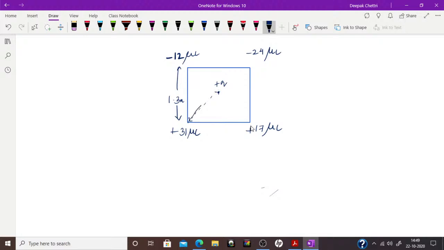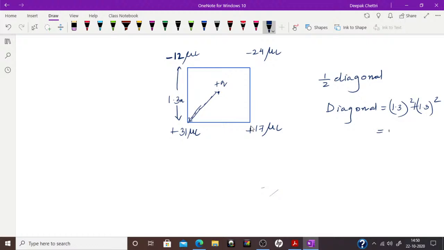How to find this distance? This distance from this corner to the center will be half of the diagonal of the square, right? And how to find the formula for diagonal? I hope you know, it's Pythagoras theorem. Diagonal will be square of this side plus square of this side, so 1.3 square plus 1.3 square, because it's a square, so all the sides are same.